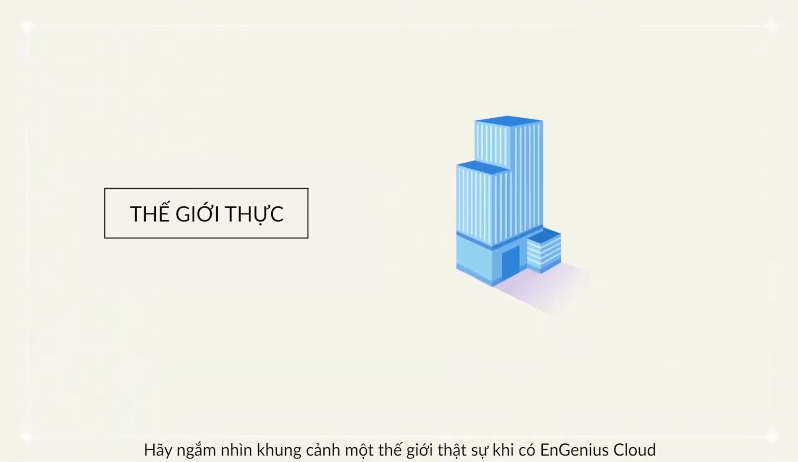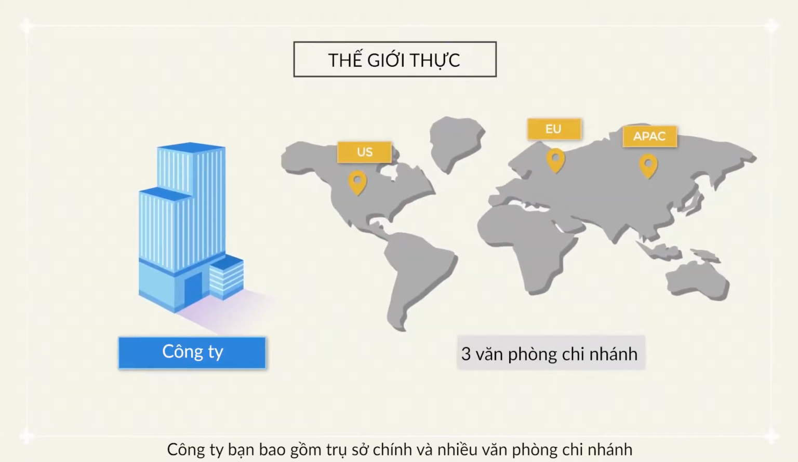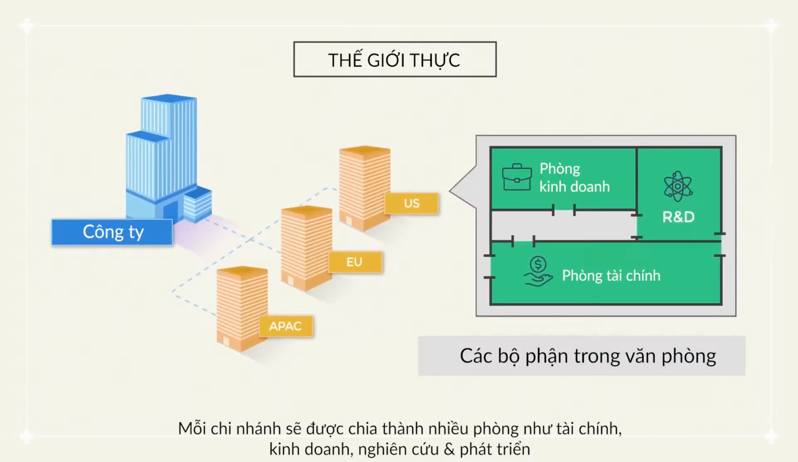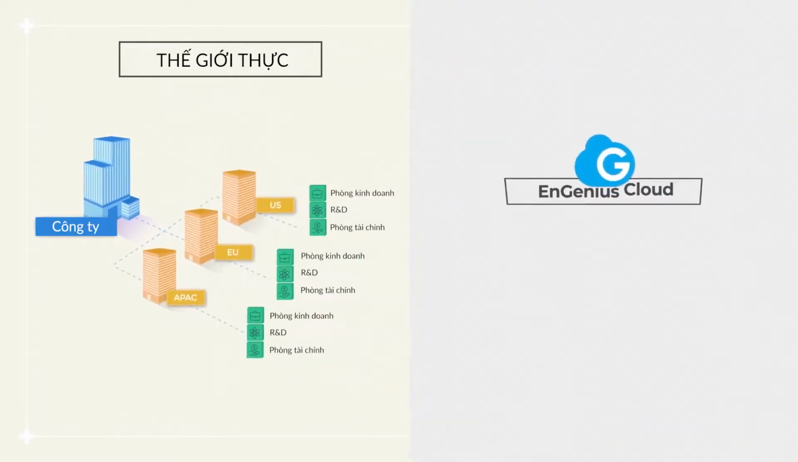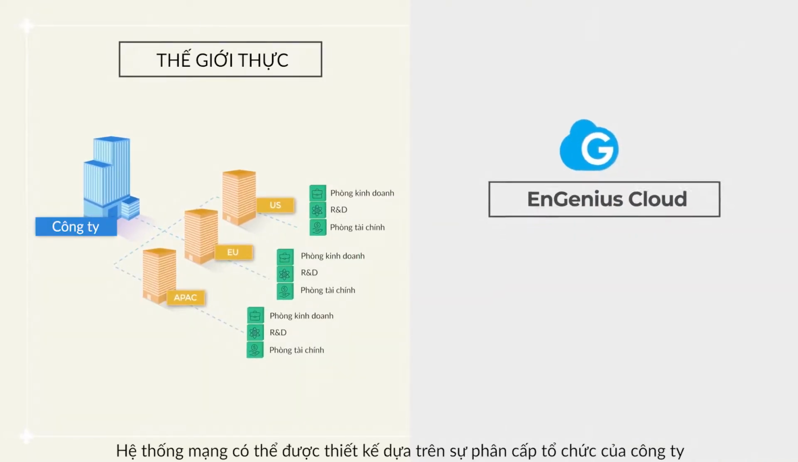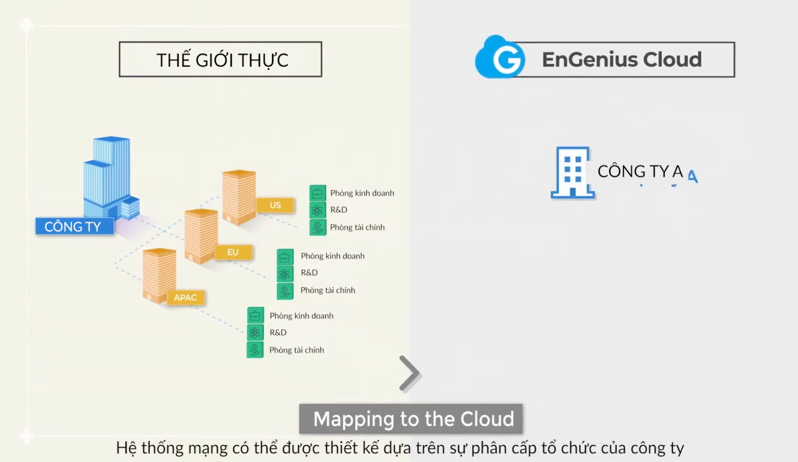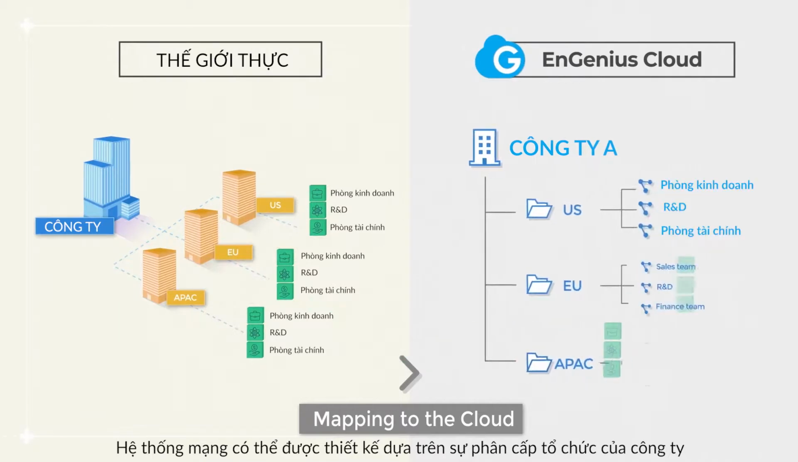Let's take a look at a real-world scenario featuring EnGenius Cloud. Your company hierarchy consists of a headquarters and several branch offices, each with their own independent units, such as finance, sales, and R&D teams. You can map your network design to mirror your organizational hierarchy. Group and manage network devices and privileges for each team and each branch office.